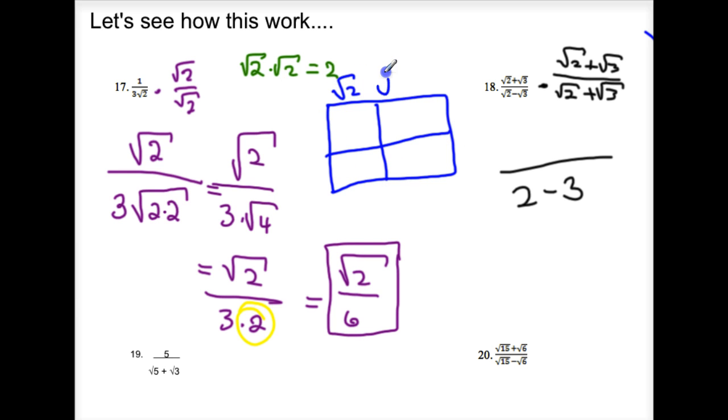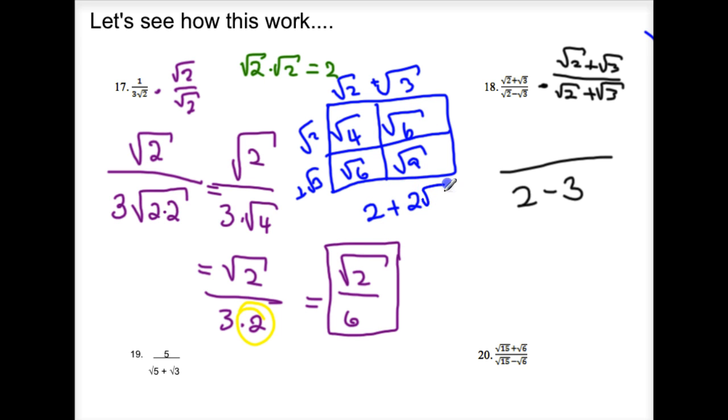Square root of 2 times square root of 3, plus square root of 3 times square root of 2, plus... This becomes the square root of 4, square root of 6, square root of 6, square root of 9. And I want to combine these. Square root of 4 is 2, plus 2 square root of 6, plus 3. This becomes 5 plus 2 square root of 6. So my top becomes 5 plus 2 square root of 6.